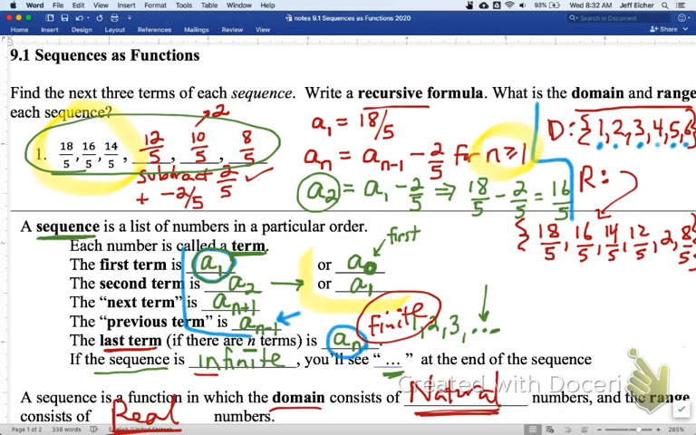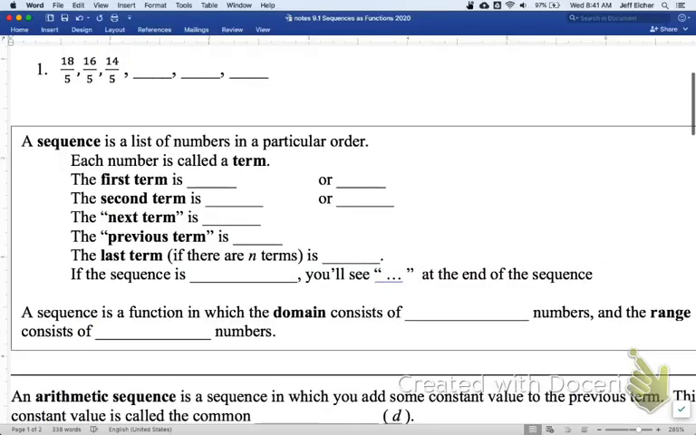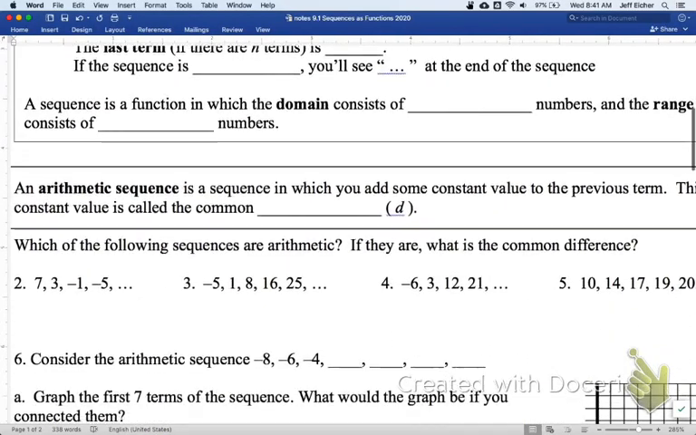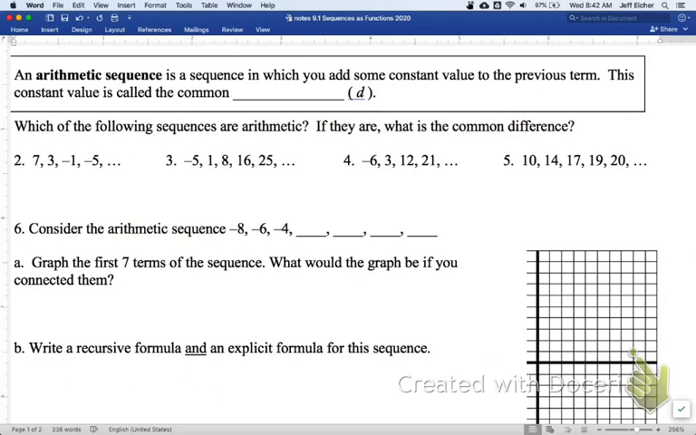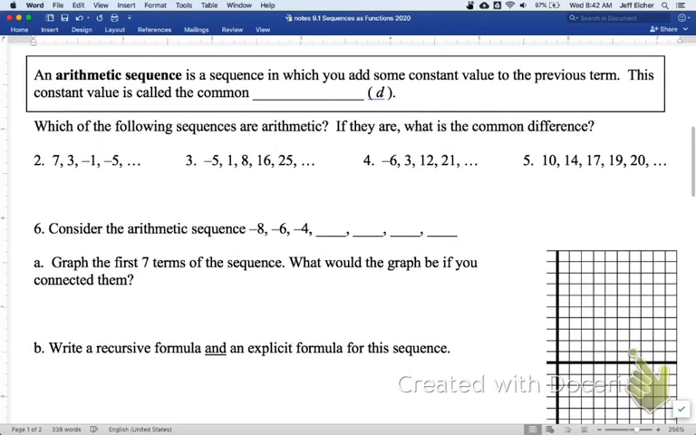In this chapter, we'll learn about what are called arithmetic sequences, and we'll learn about geometric sequences. So in this very lesson, we'll learn two special types of sequences that are related to some other things in mathematics. So an arithmetic sequence we've kind of already seen before. The example above with the 18 fifths, 16 fifths, 14 fifths. That was an arithmetic sequence.